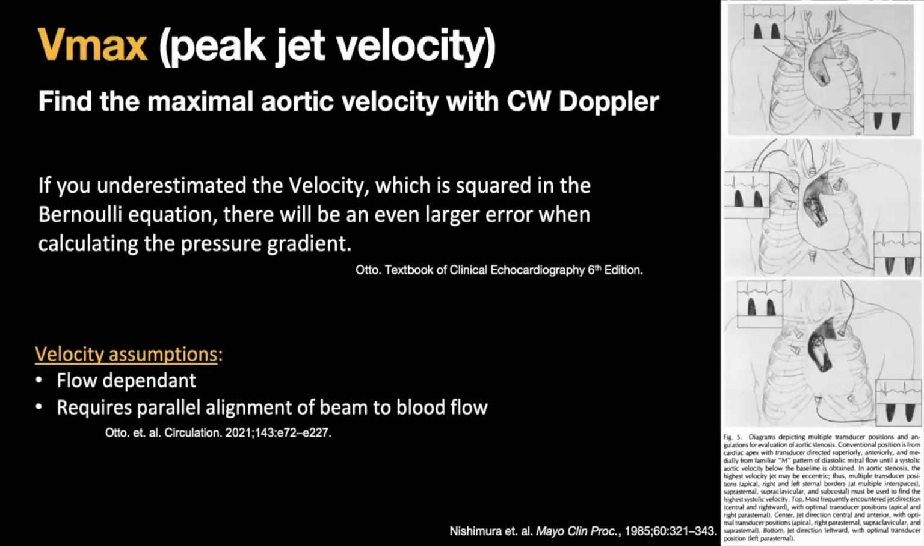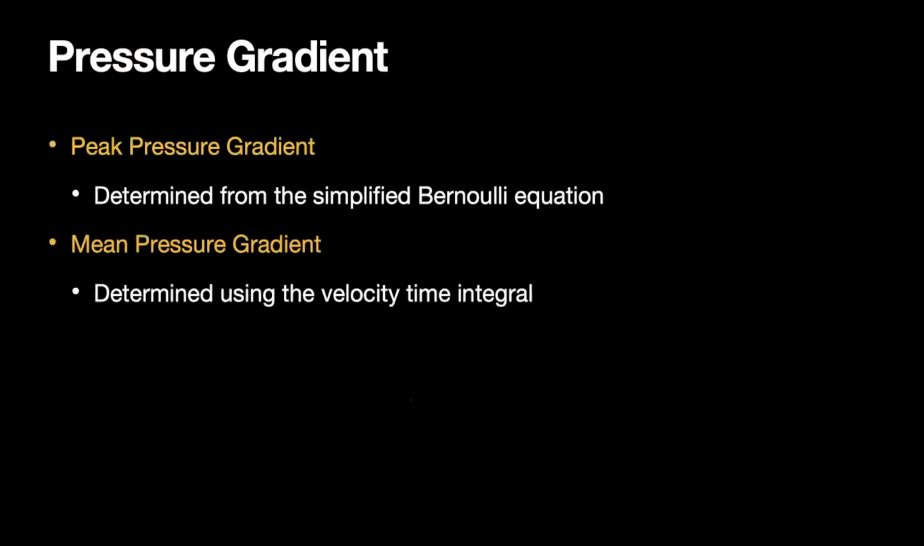And of course, every measurement has caveats and assumptions. And when measuring velocity, some of the assumptions include that it is flow dependent and it requires a parallel alignment of the beam to the blood flow. Then when we're assessing our pressure gradients, we're looking at the peak pressure gradient, but that's not used to define severe aortic stenosis, and this is determined from the simplified Bernoulli equation. And your mean pressure gradient is determined using velocity time integral and tracings of the Doppler envelope.